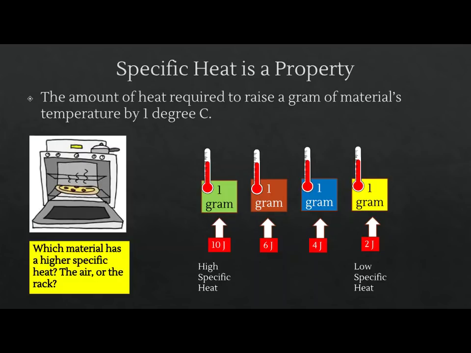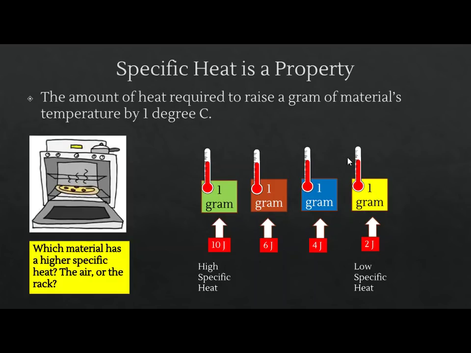So hopefully you have an idea. Since the rack is the thing that's going to burn me, that would be like the green box, the thing that can hold a lot of heat when its temperature goes up. The air inside of the oven is a lot like the yellow box. It didn't take very much heat to get it to go up to the same temperature as the rack. So if I touch the air, it's not carrying very much energy. It's not going to burn me.